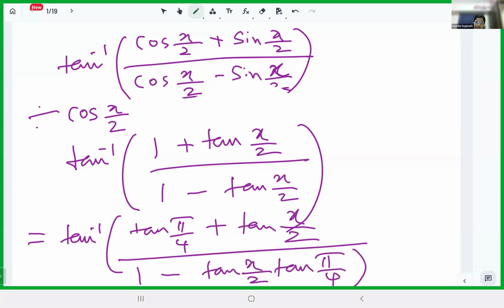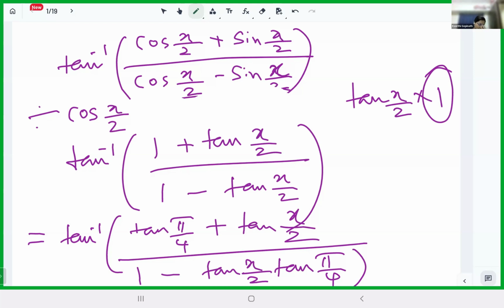Here you can only see tan x by 2, but it is tan x by 2 into 1. Consider it as tan x by 2 into 1, and this 1 can be written as tan pi by 4. So we are making an adjustment, right? So tan inverse of (tan pi by 4 plus tan x by 2) divided by (1 minus tan x by 2 into tan pi by 4).